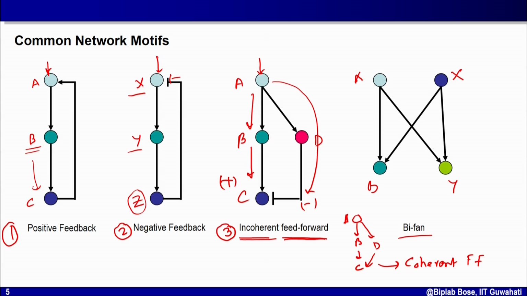So B and Y both are controlled by A and X. So depending upon the dynamics of A and X, B and Y expression will be controlled. What I have shown here are just a few examples of very recurrently occurring network motifs, which we may observe in the case of transcriptional networks, cell signaling networks, as well as metabolic networks.